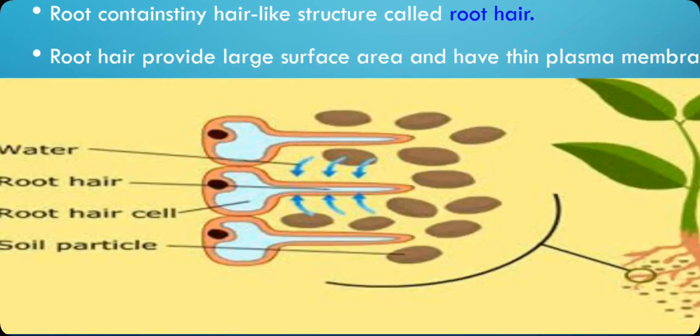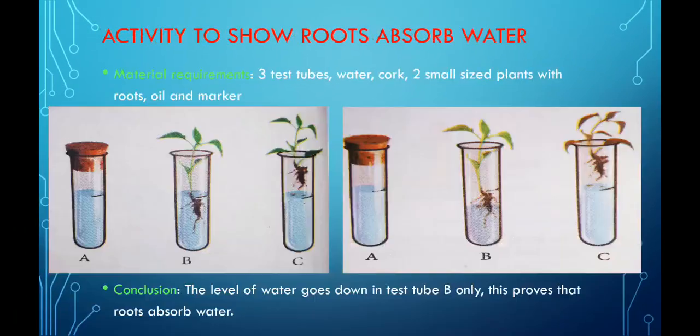Semi-permeable membrane means what? A membrane which allows selective substances to enter, and it selectively allows water to enter, and the process is called osmosis. Now the next question is, what is osmosis? So I'm going to explain it after the activity.